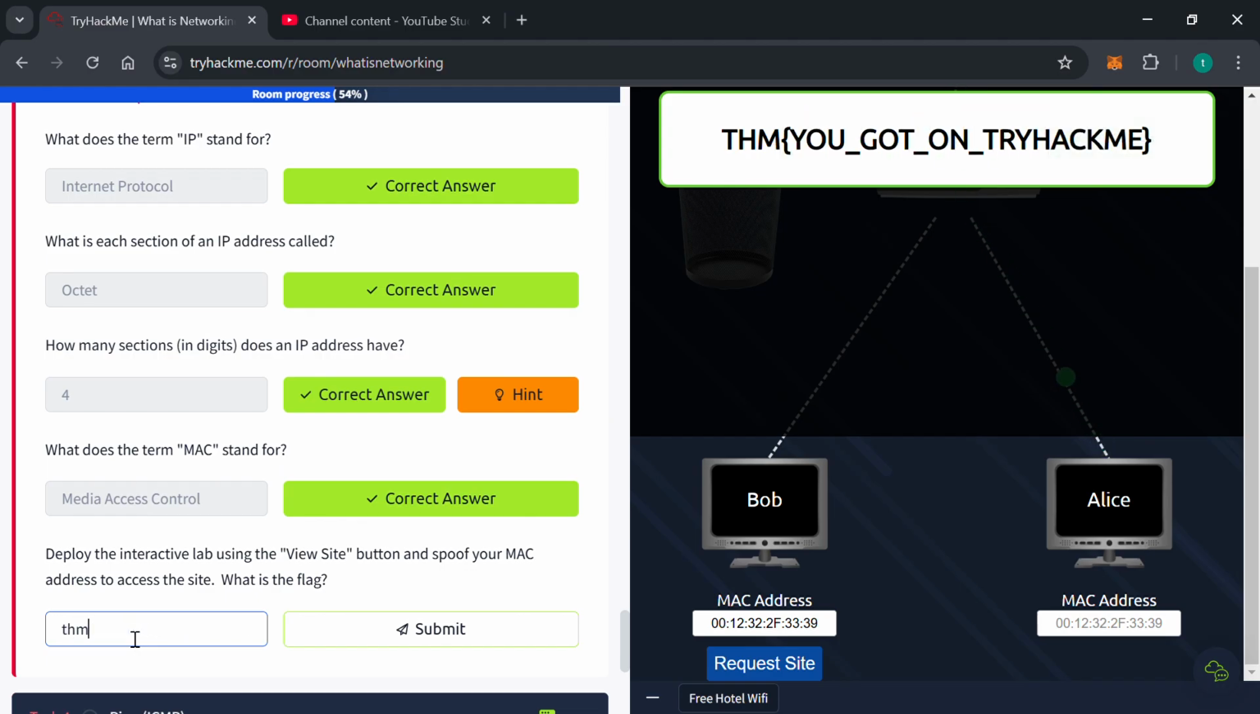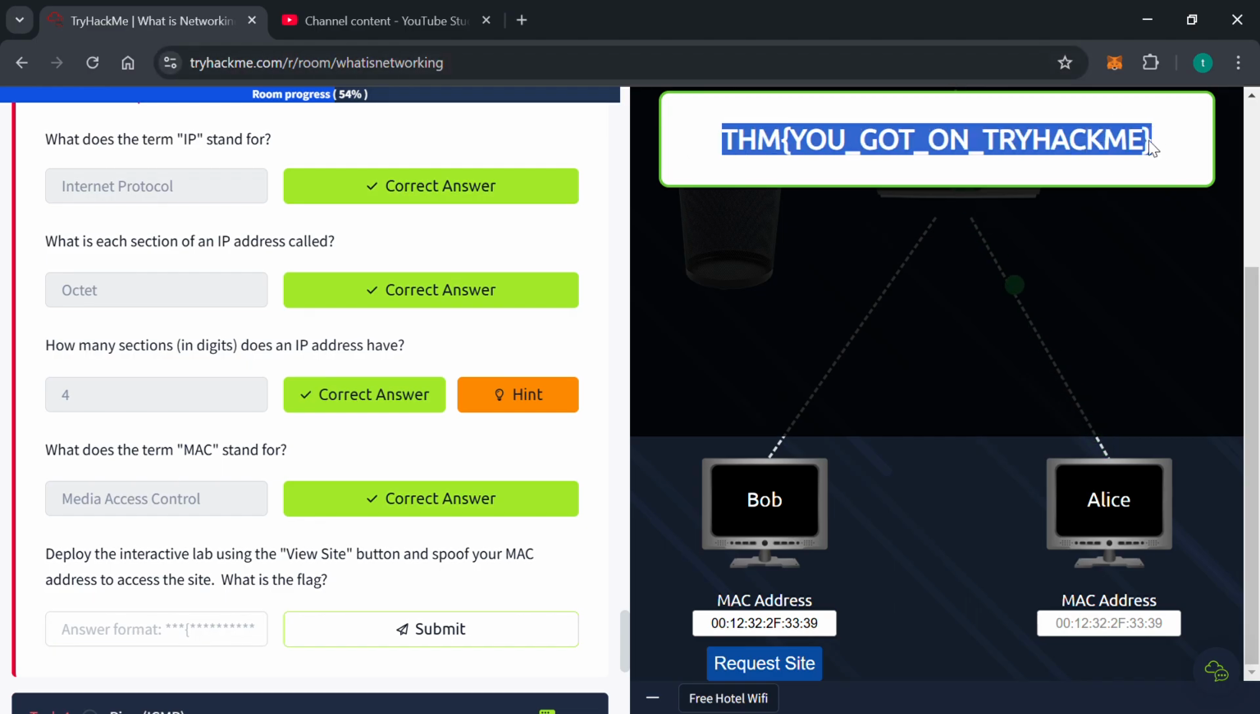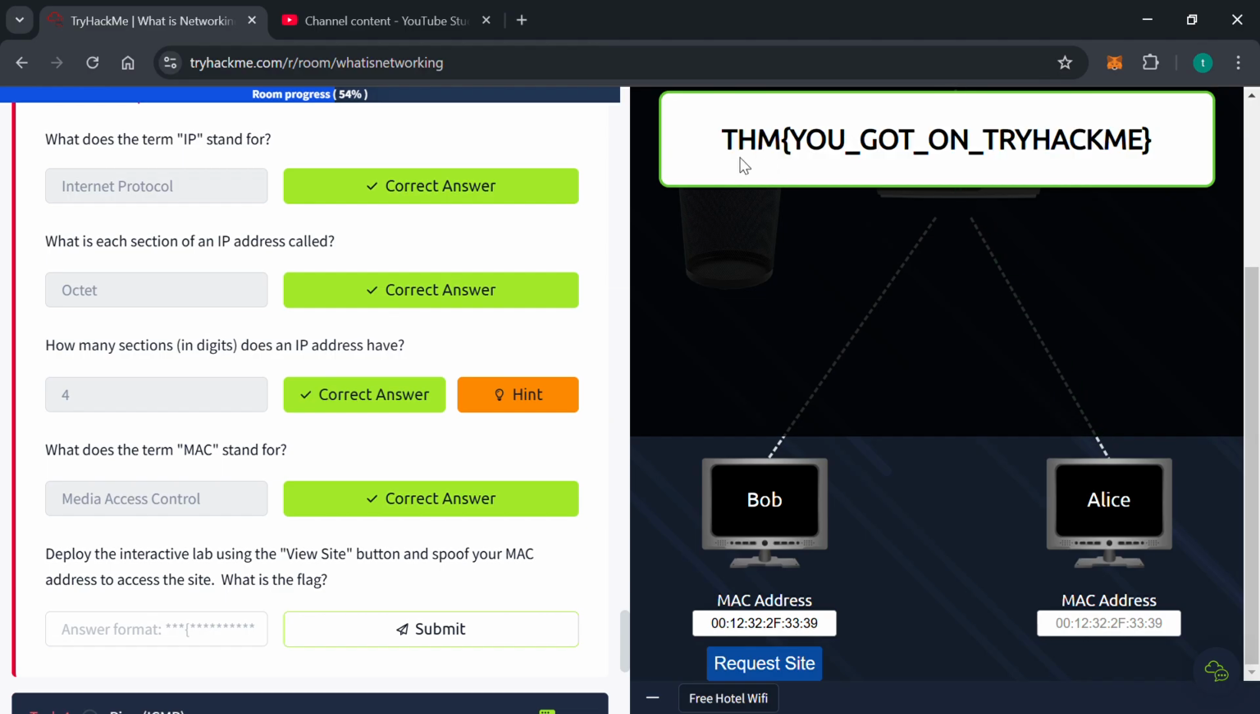So we're supposed to deploy the interactive lab and spoof the MAC address. So we got our flag already. Should I just copy and paste it? Let's do that instead. Good.